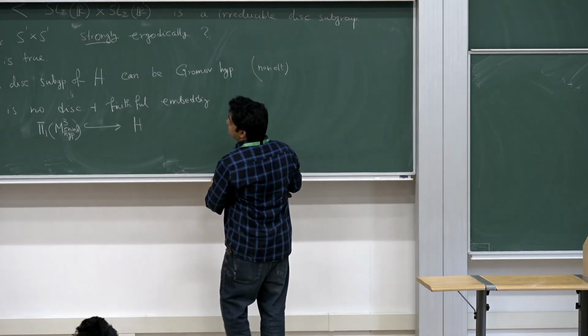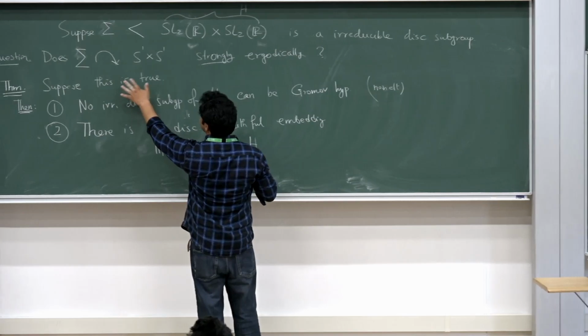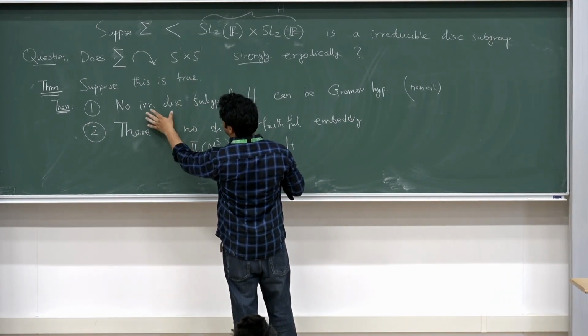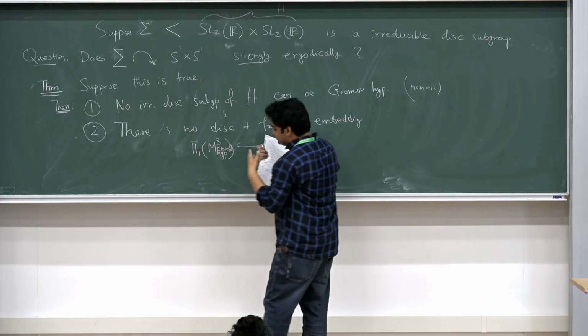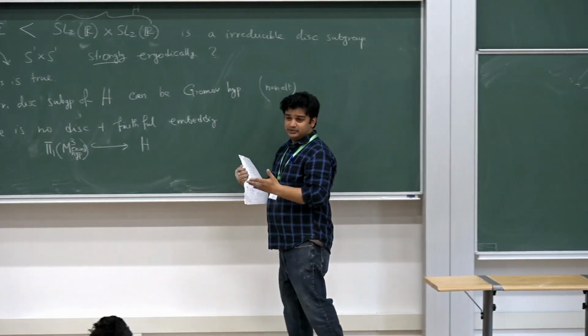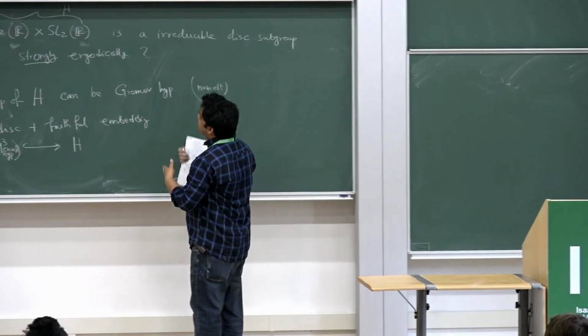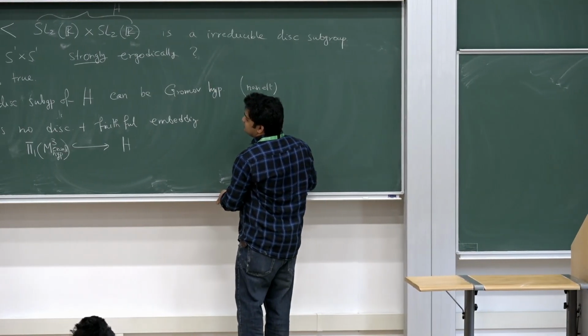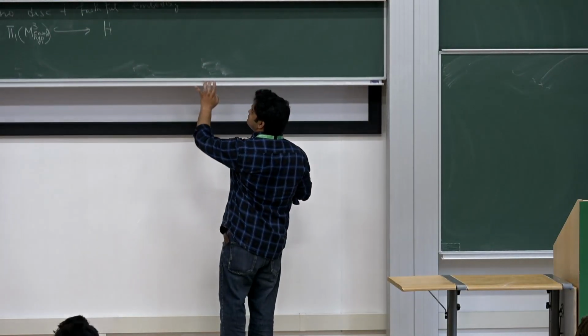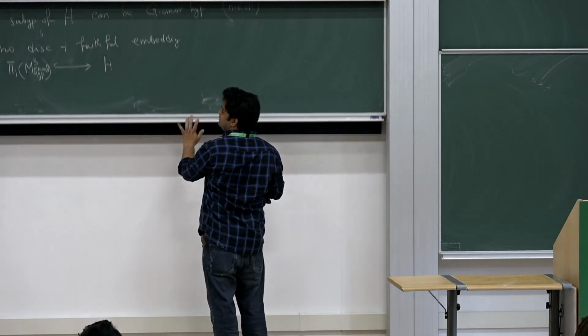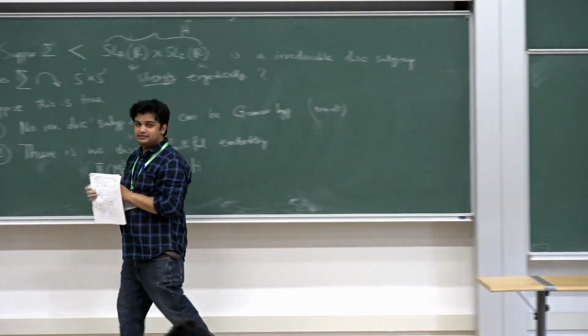And the idea is kind of the same. If we have an irreducible discrete subgroup, you can always find a free group inside it, which is irreducible. And then one repeats the same argument. Any question?